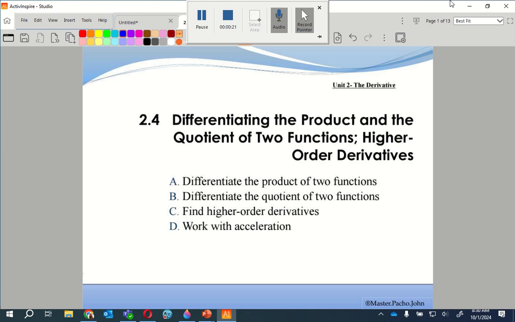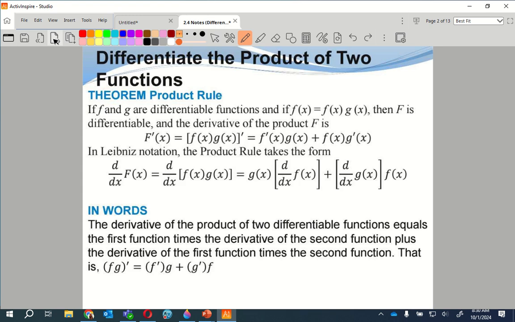2-4, got it? Okay. Differentiating the product and quotient of two functions, higher order derivatives also. Now, I don't like the way that they actually write out the quotient rule, so I change it. Just for the sake of argument, and it makes life a little bit easier. Now, theorem for the product rule.